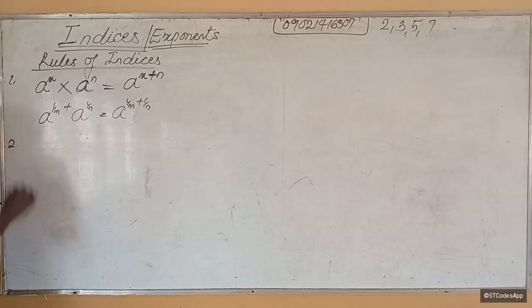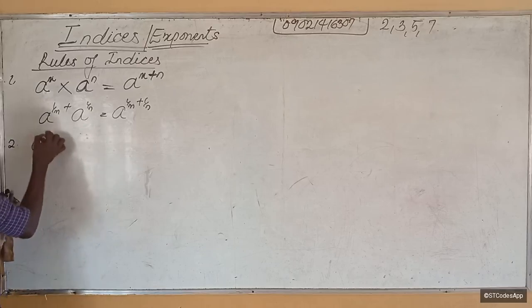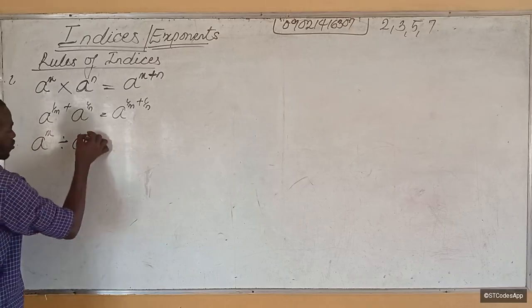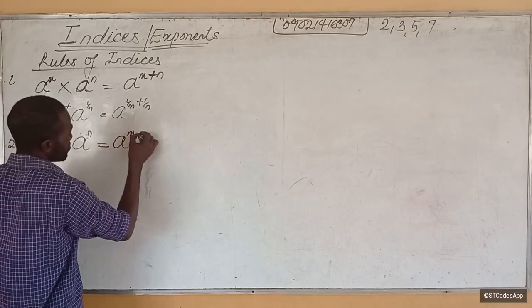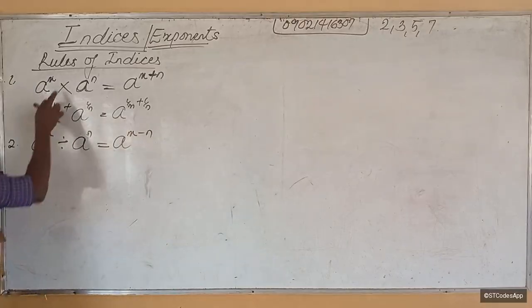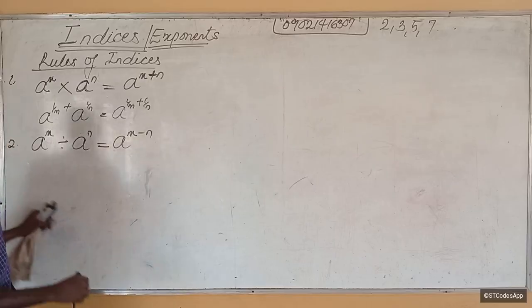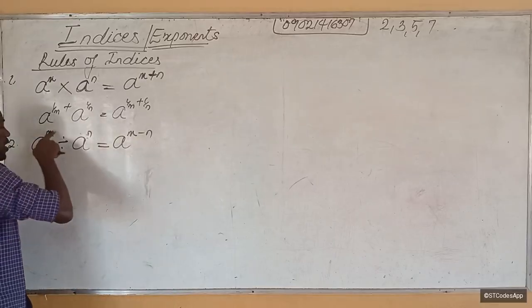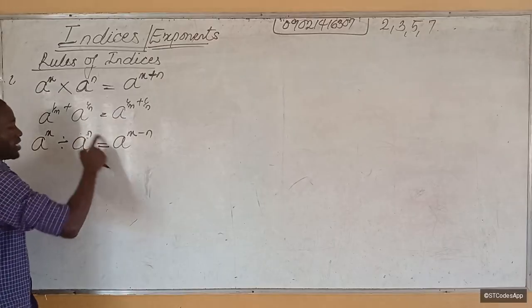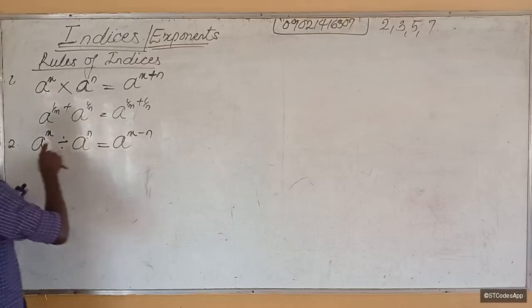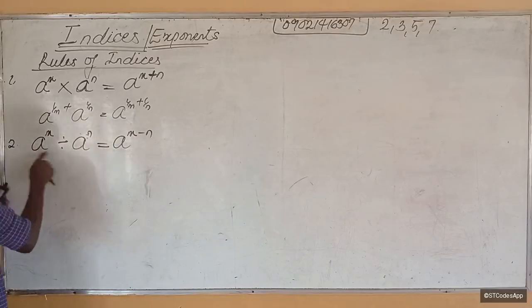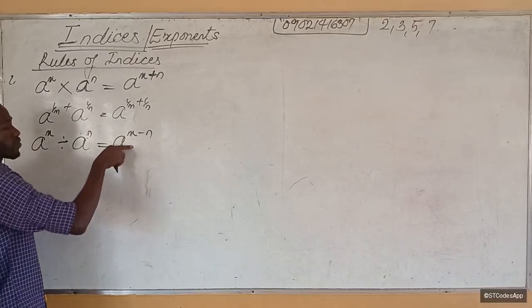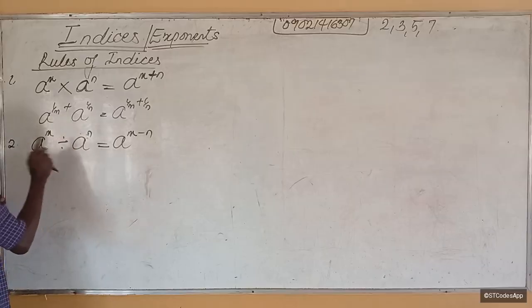All right, now number 2 is the division rule. The division rule says that if I have a raised to power m divided by a raised to power n, it should be the same as a raised to power m minus n. Of course, it makes sense. Division is the opposite of multiplication. So if I say a raised to power m divided by a raised to power n, then it should give me a raised to power m minus n. That is, division of base is equal to subtraction of powers. Exactly. Division of base equal to what? Subtraction of powers.